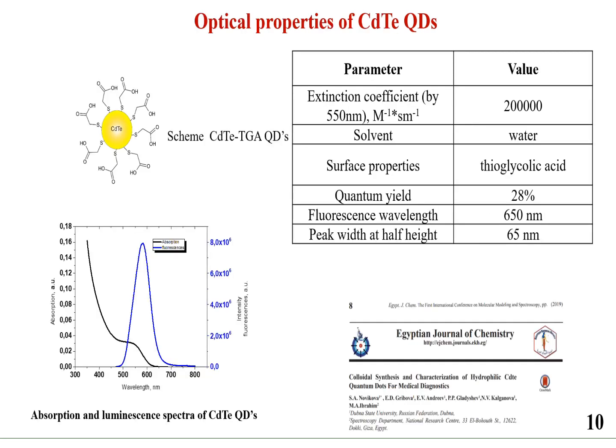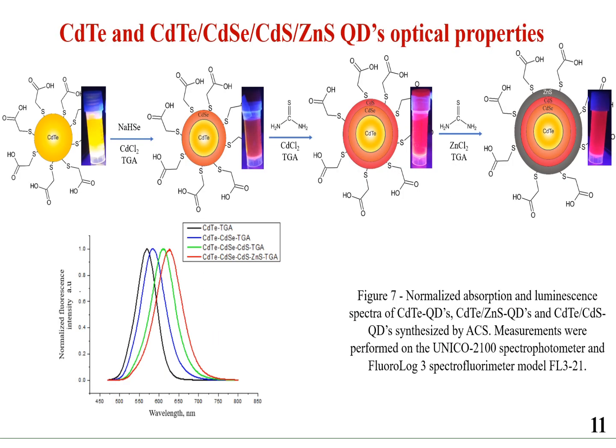The best optical properties had cadmium telluride quantum dots covered with thioglycolic acid, whose quantum yield is 28%. The maximum luminescence wavelength was at 615 nanometers. The width of the luminescence peak at half height was 65 nanometers. To improve the optical properties and stability of cadmium telluride, quantum dots were covered with additional layers of semiconductors. Scheme of shell buildup is presented on the slide.